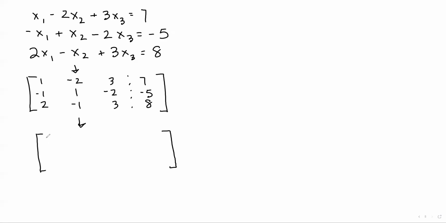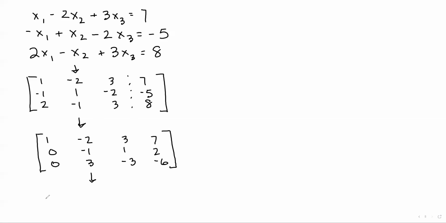So we've already got the 1, so just leave it. To get rid of this -1, you're going to add. So we've got 1 and -1 is 0, -2 and 1 is -1, 3 and -2 is 1, 7 and -5, 2. And then we're going to get rid of the 2 here, we need a -2. So take -2 times the first row and add it to the second. So we got -2 plus 2, 0. -2 times -2 is 4. 4 and -1 is 3. -2 times 3 is -6. -6 and 3, we get -3. And then -2 times 7, we get -14. -14 and 8 is going to be -6.